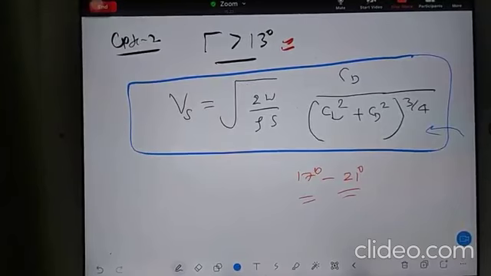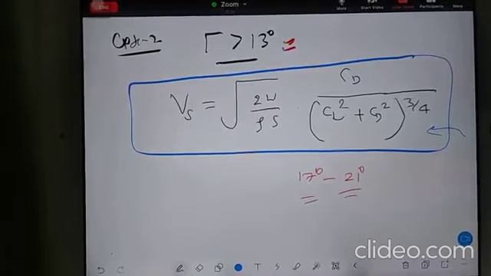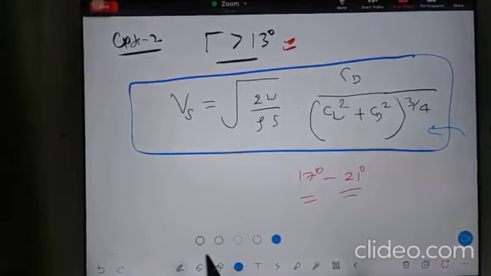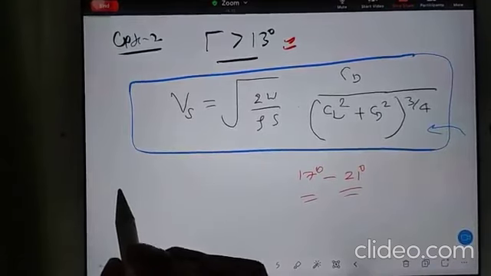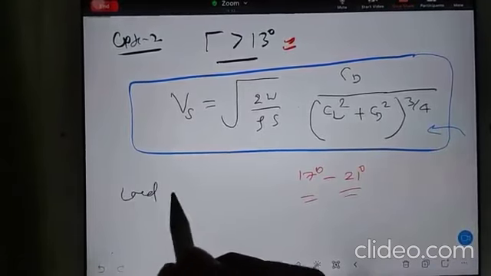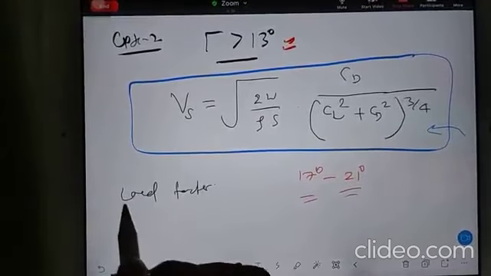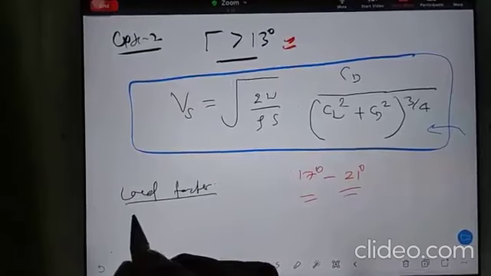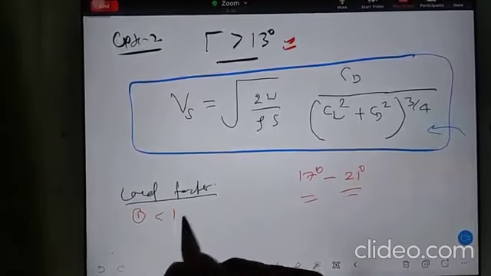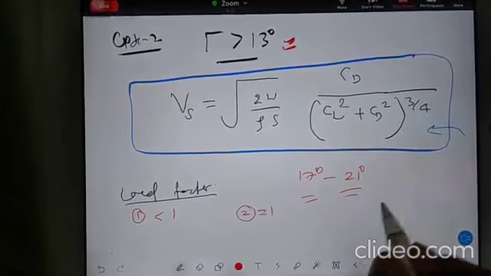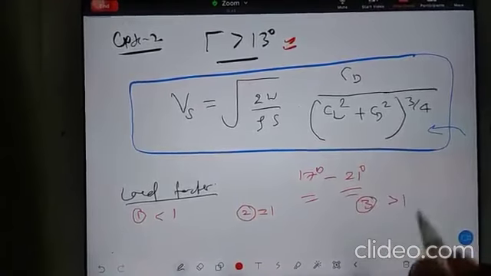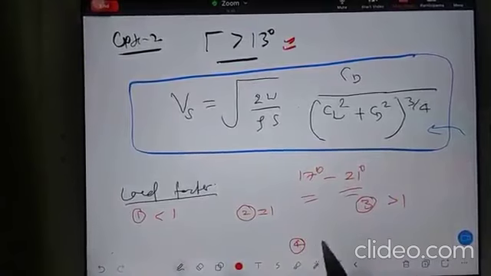Now we have climbing, but in case of gliding, the last topic is about load factor. What do you think about load factor? Option 1, less than 1. Option 2, equal to 1. Option 3, greater than 1. Option 4, 0.